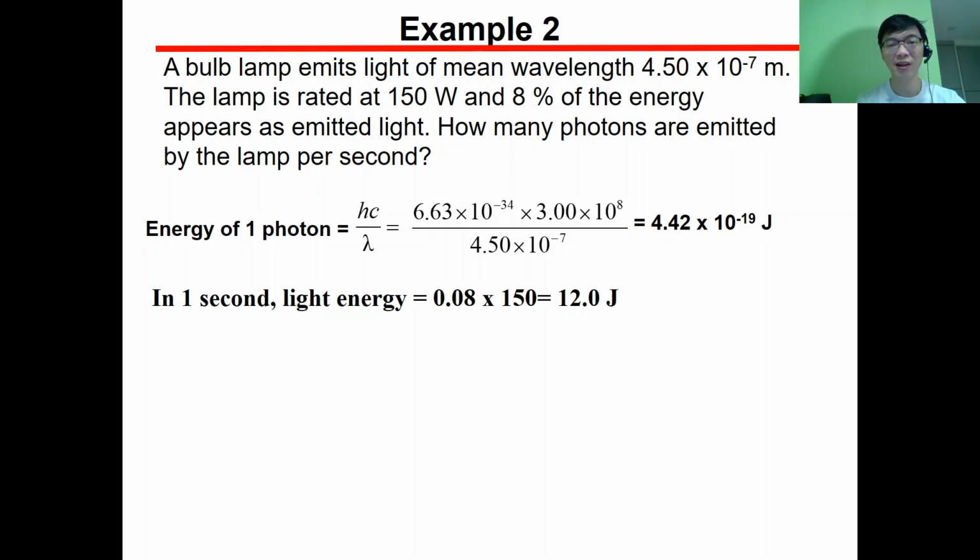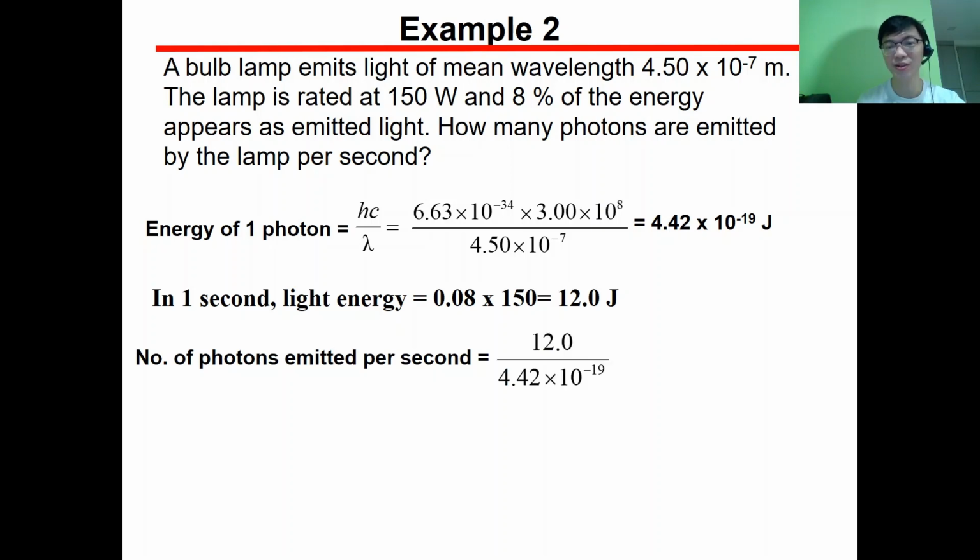So how many photons are there? A large number. 12 divided by 4.42 times 10 to the power of minus 19, you get such an incredible number: about 10 to the power of 19 photons per second. This number is so incomprehensible. Can you imagine a million people, and then you multiply that by another million, by another million? Yeah, that's the number of photons that you have.